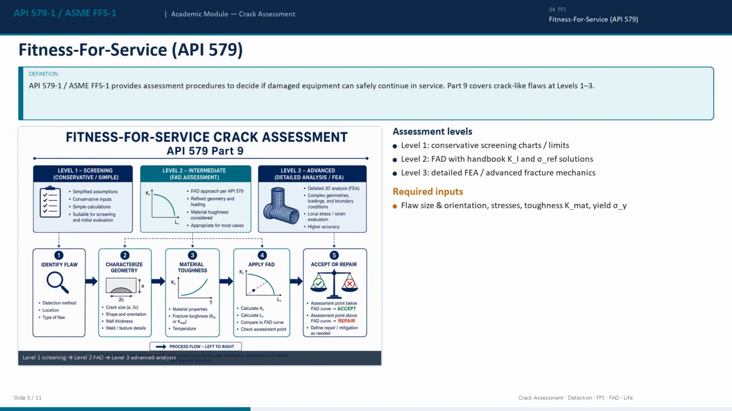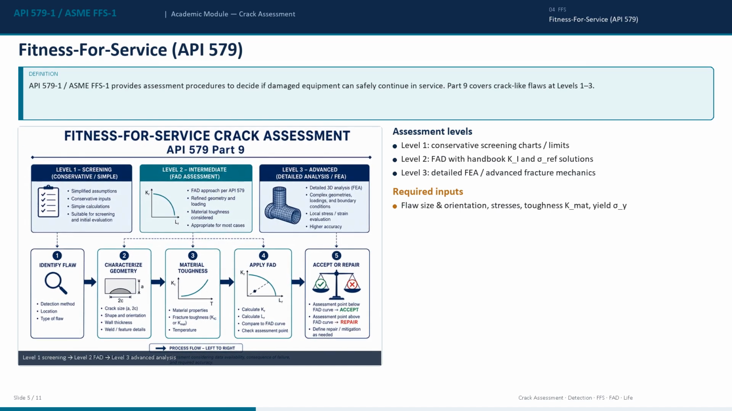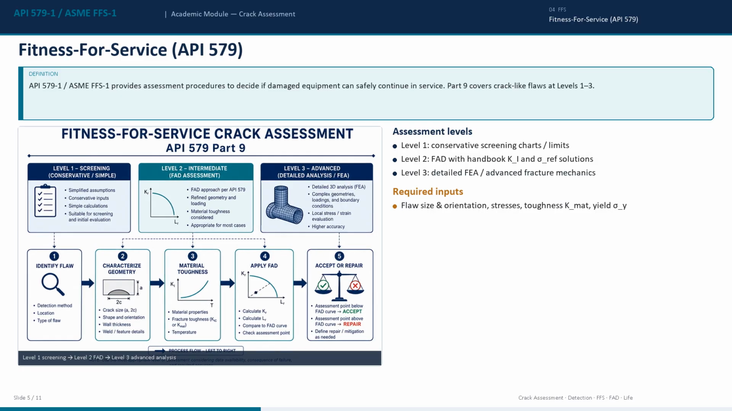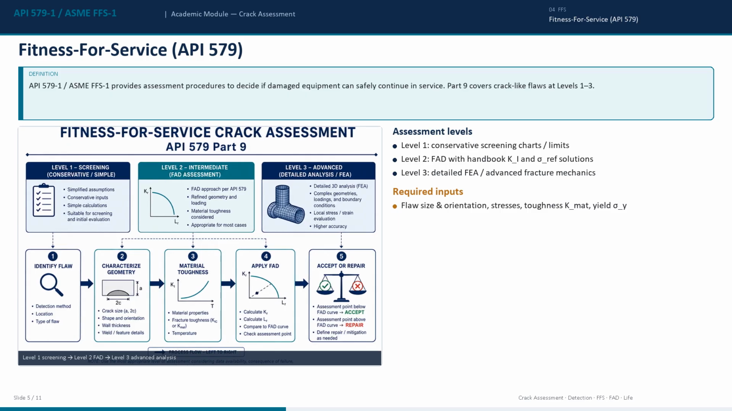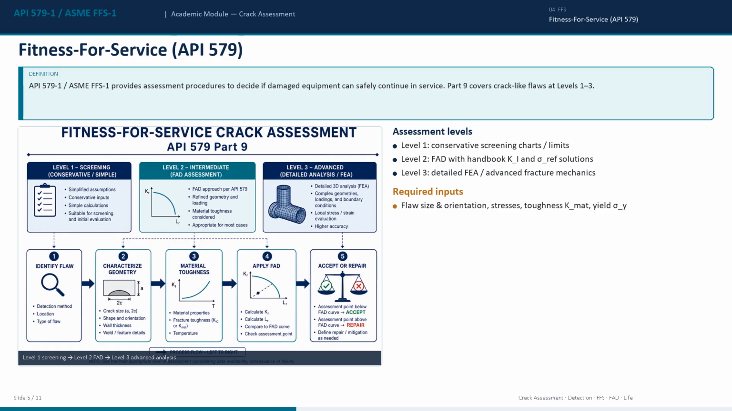The key takeaway is that the reported size becomes your starting depth, a0. If sizing is uncertain, you treat that uncertainty conservatively, never optimistically. Once you have a characterized flaw, you enter the fitness for service framework. API 579 gives three assessment levels.